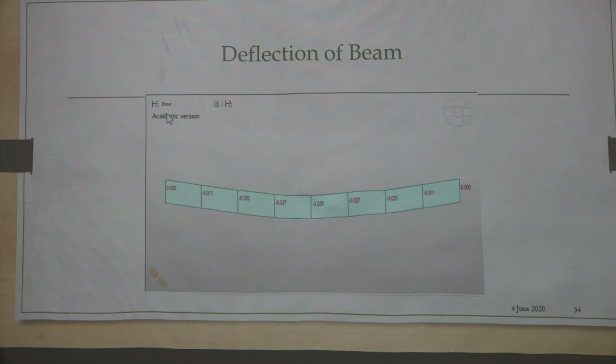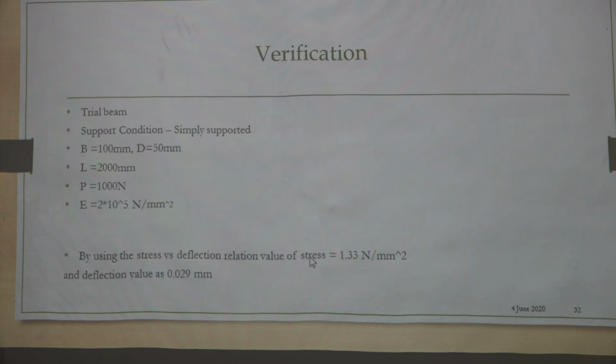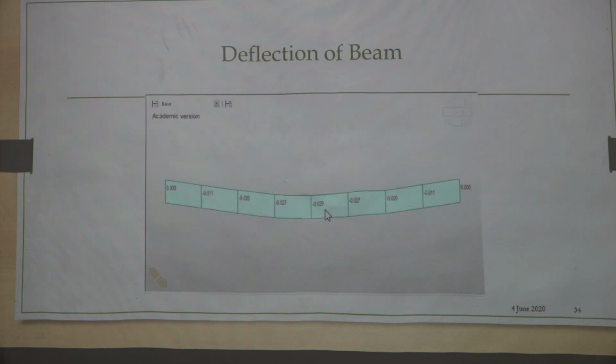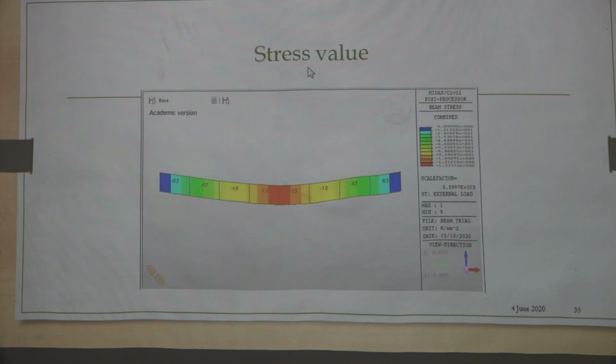If you see the deflection of the beam, 0.029 at this particular point, and if you see our quantity by our equation, we are also having the same value. Not only the deflection, but in terms of stress also, this is the stress limit. So, what is the stress value? Maximum 1.33 megapascal, is it not?